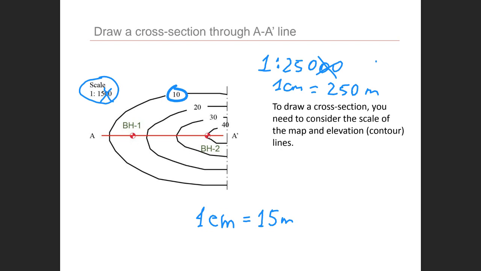Okay. So for each map, you'll be given a line. This one, line A dash, this one. And you'll be asked to draw a cross section along this line. I show only half. Usually it goes like this, and the line will go all the way here. So what is going on? It doesn't let me draw.